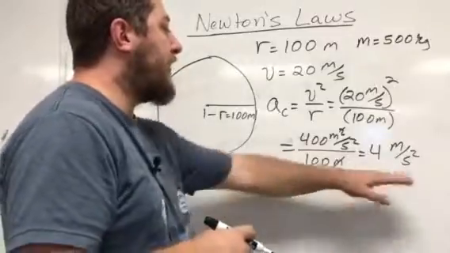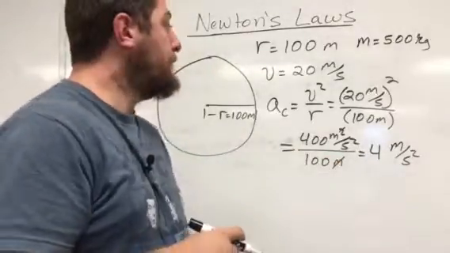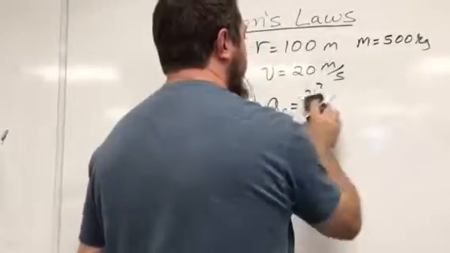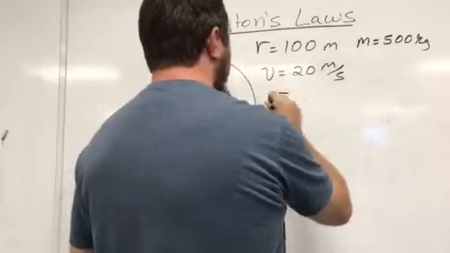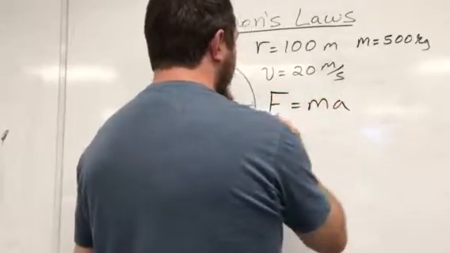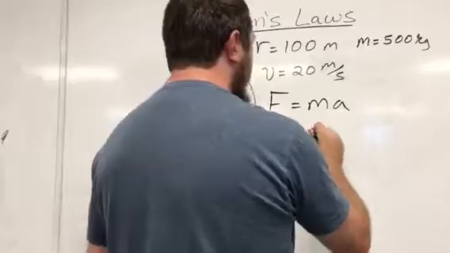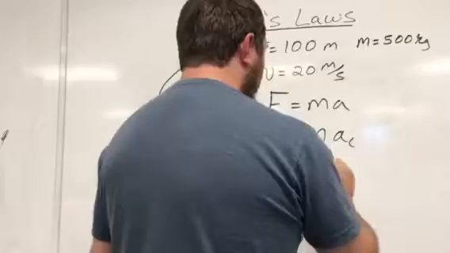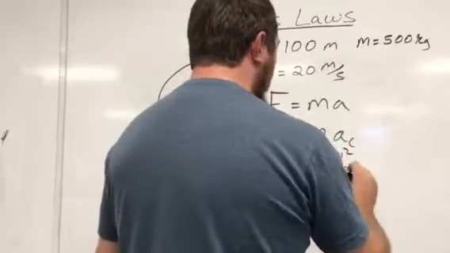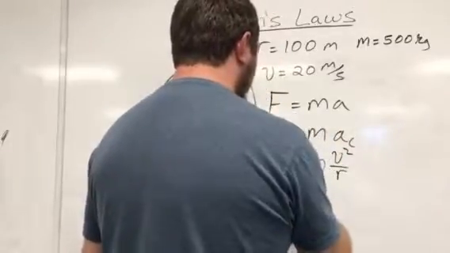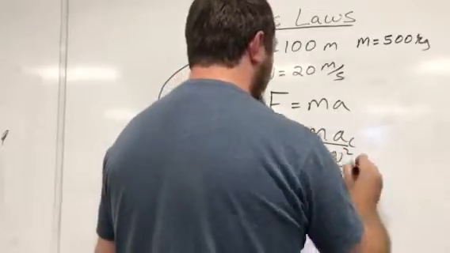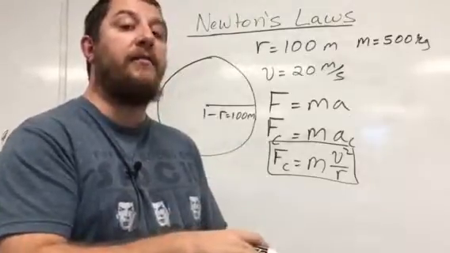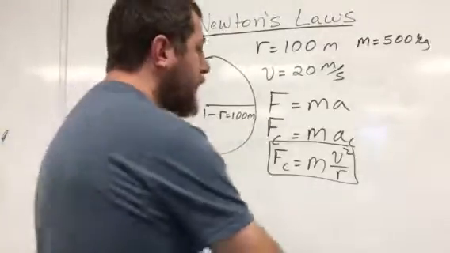All right. Now, if I know what the centripetal acceleration is, what is the centripetal force? Well, F equals ma. And so that means that the centripetal force just equals the mass times the centripetal acceleration. And so ma becomes mv squared over r. And this is the equation for centripetal force. F sub c equals mv squared over r. Now we've already calculated v squared over r, it was 4.